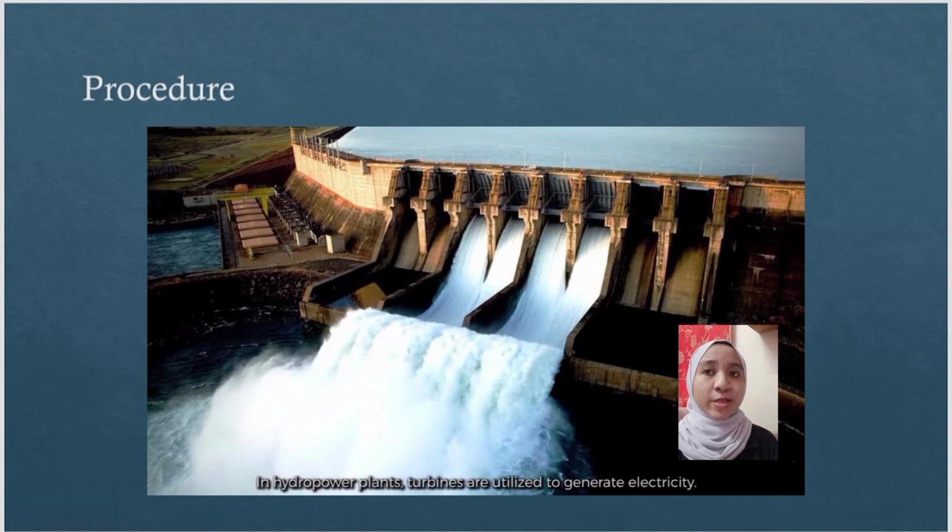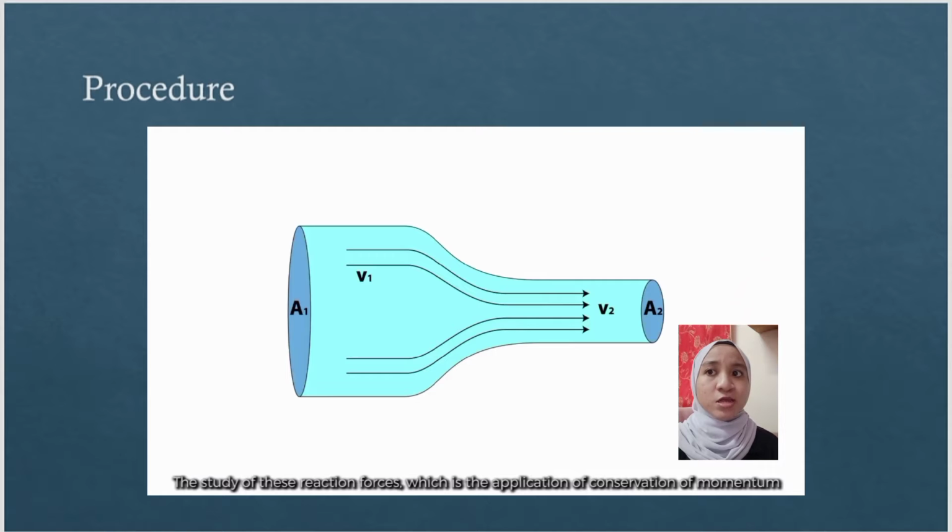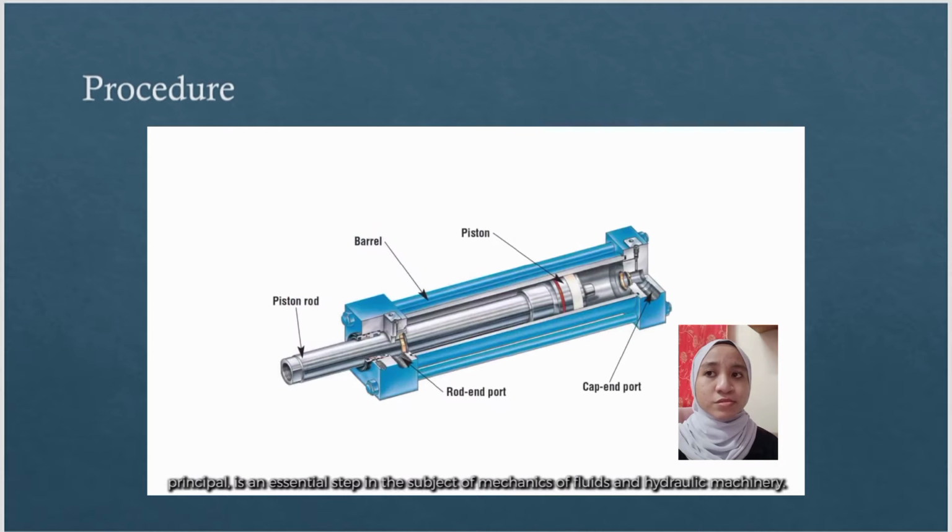In a hydropower plant, turbines are utilized to generate electricity. This turbine rotates due to the reaction force produced when one or more water jets are directed tangentially on the vanes or buckets fastened on the rim of the turbine's wheel. The impact of the water on the vanes generates a torque on the wheel, causing it to rotate and generate electricity. Studying this reaction force, which is an application of the conservation of momentum principle, is an essential step in the subject of mechanics of fluids and hydraulic machinery.